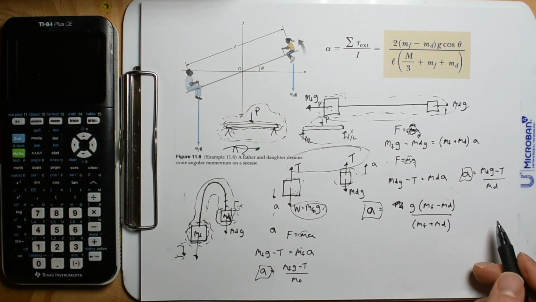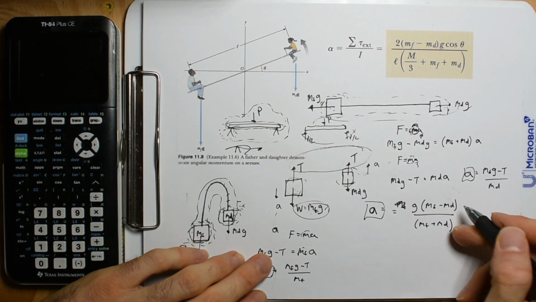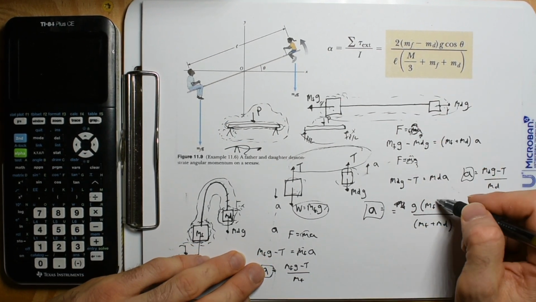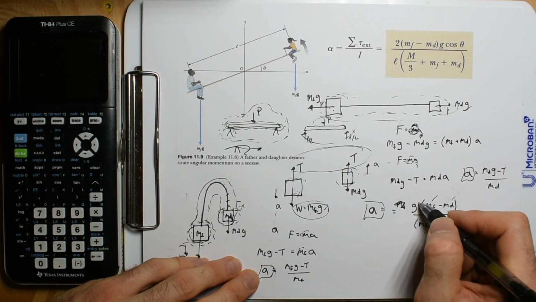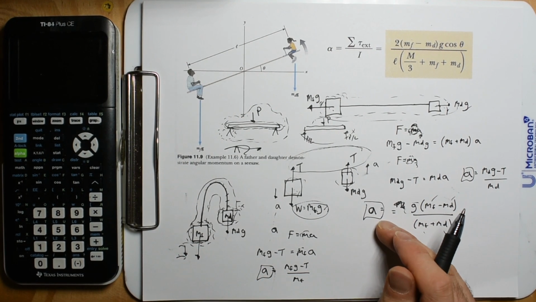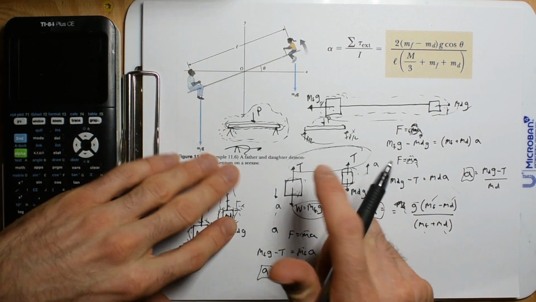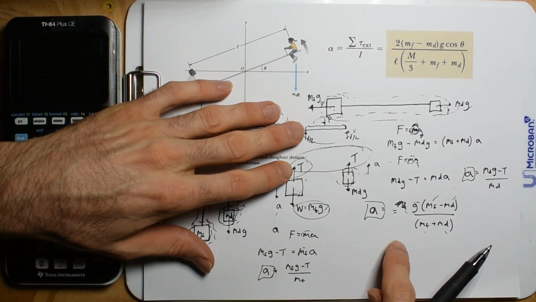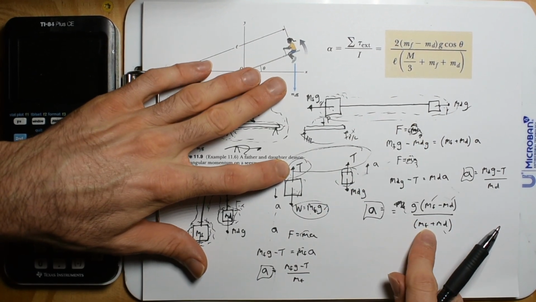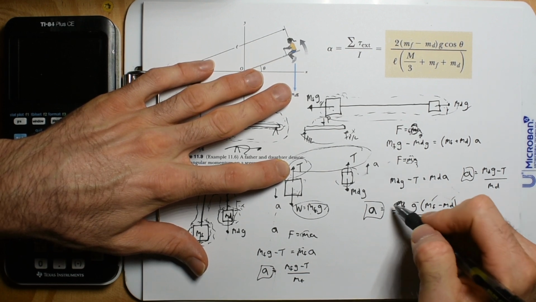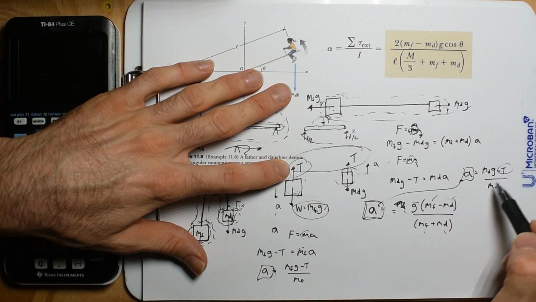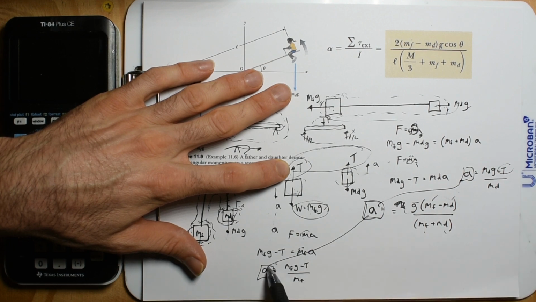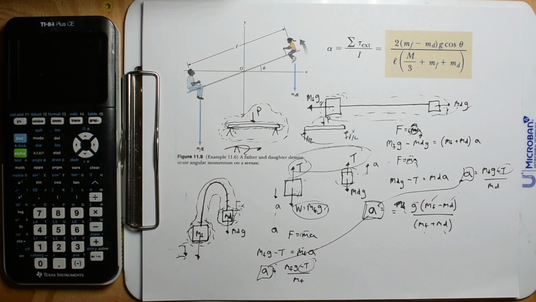And that's going to be the same. And guess what? This doesn't have tension in it. This just has things we know. We know the mass of the father, mass of the daughter, mass of the father, mass of the daughter, and g, so we can find that. So actually, you don't even solve for T first in this one, the way that I did it. And then we can go back, and from this acceleration, we can put it into there and find that tension. We can put it into here and find that tension.